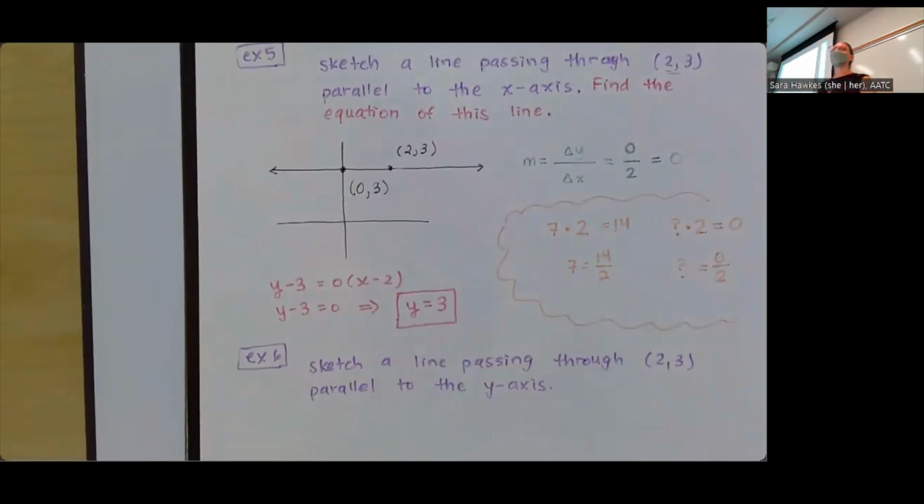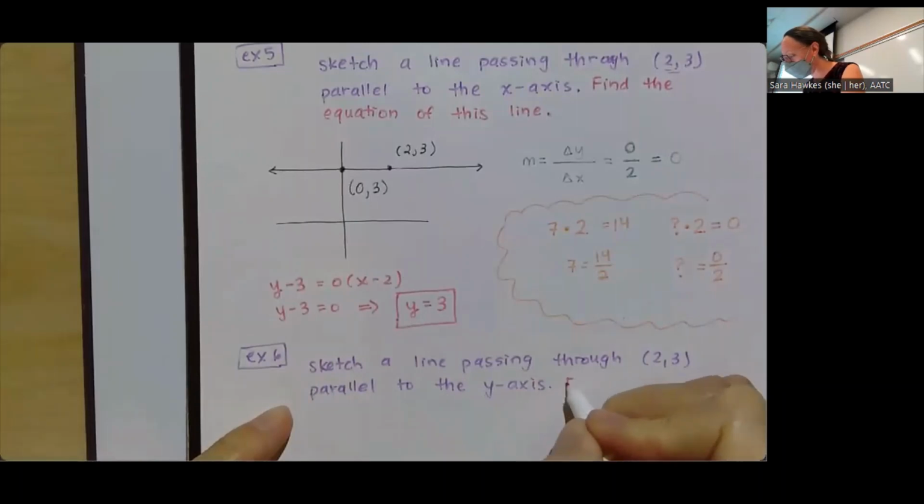If you find it moderately disturbing that the equation of a horizontal line is something that y equals and not something x equals, because it totally feels like it should be something x equals, it just isn't. Based on how we structure our equation of a line, a horizontal line is always going to have a y equals kind of equation. Okay, let's finish this one off. We're going to sketch the line passing through 2, 3 parallel to the y-axis this time, and then find the equation.